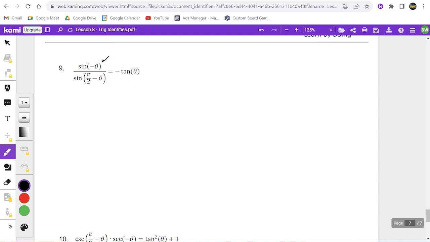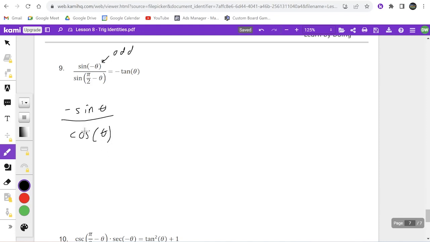The numerator is an odd function identity. So in other words, the numerator is actually negative sine theta, because sine is an odd function, so the negative sign goes out in front. And then in the denominator, we just have a normal cofunction identity here, because it's pi over 2 minus theta. So in other words, that's just cosine theta.